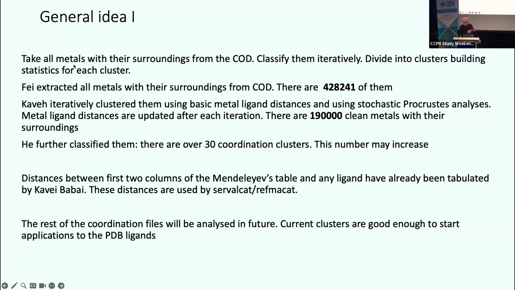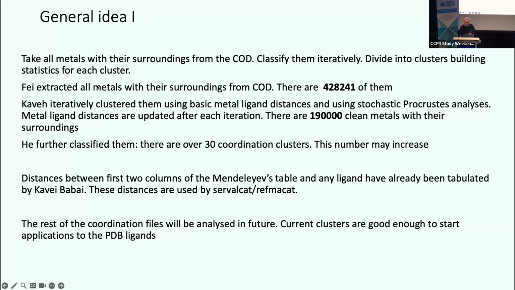Now we need to deal with metal-containing ligands. And how do we do that? There are three general ideas. First idea is that let's take the COD, take all metals from the COD, and then cluster them, and see what we will get.